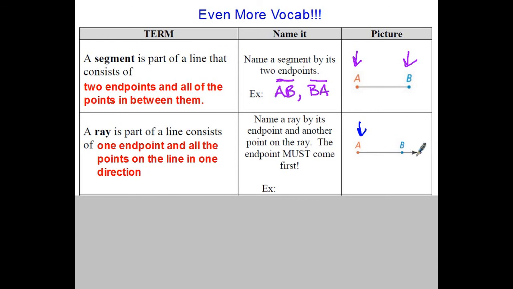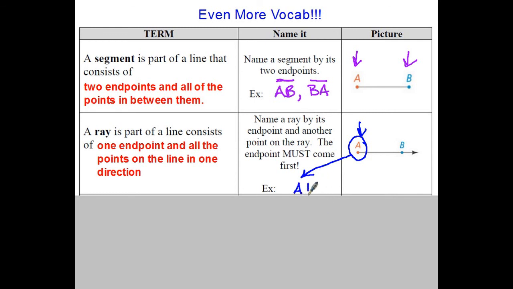So name a ray by its endpoint and another point on the ray. The endpoint must come first. So that's the important thing you need to know. The endpoint always comes first, which means we're going to use the letter A. I'm just going to show you here that this must always be first. So we're going to start with the letter A, then you can show the letter B.